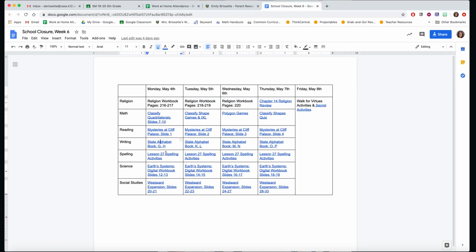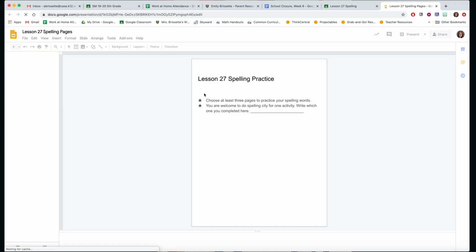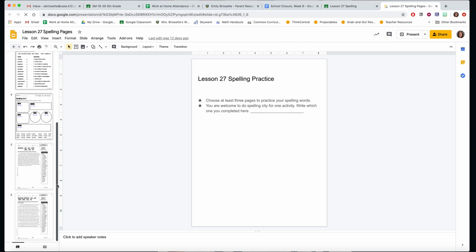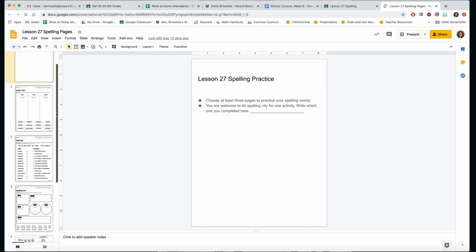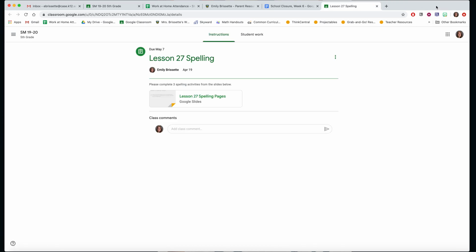For lesson 27, you have 3 activities to complete. You're welcome to do Spelling City for one of them, but by the end of the week, make sure you have 3 activities done like we've done since we started the school closure. If you do Spelling City, go ahead and label it here. And I added 5 activities for you to complete in Google, or in this slides activity. Just pick 3 total.